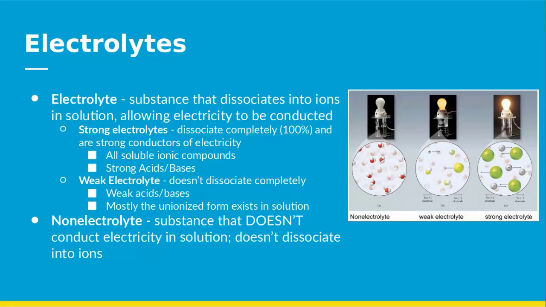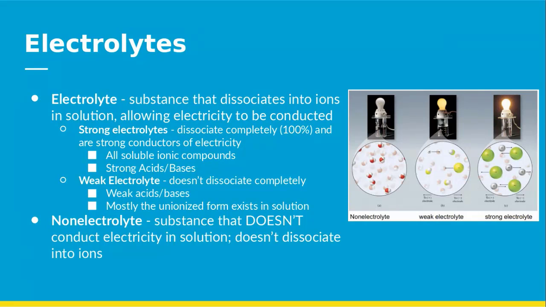They break apart into constituent ions, and there are also weak electrolytes. These are compounds that don't always fully dissociate, and for the most part, they're usually weak acids and bases. They will break apart, but some of them will also like to stay together as a compound. The idea is that mostly the unionized form of the compound will exist in solution, and so they're not as good. They will still conduct electricity, but not as effectively as a strong electrolyte would.